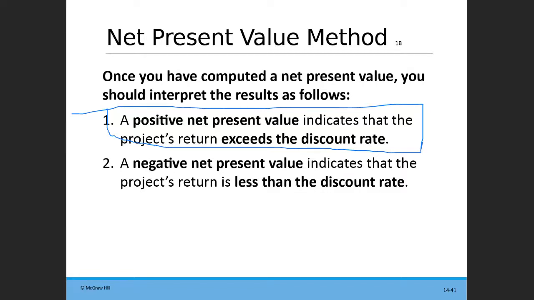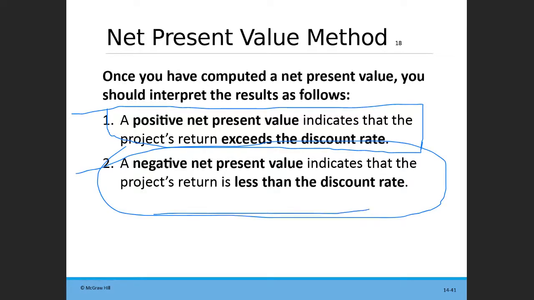If it was a negative net present value, it doesn't mean there's not a return. It just means the return is less than the discount rate, which in this case was 11. So we're not making 11%. So if there's a reason we want to make 11, like say that's our cost of capital, well, then we wouldn't do it.